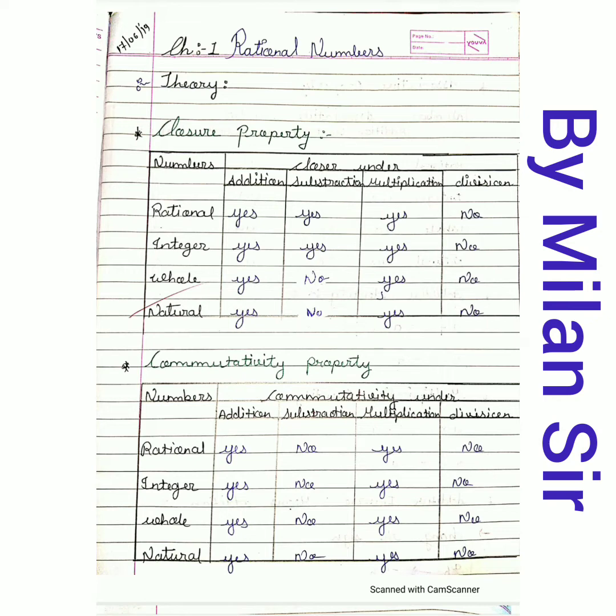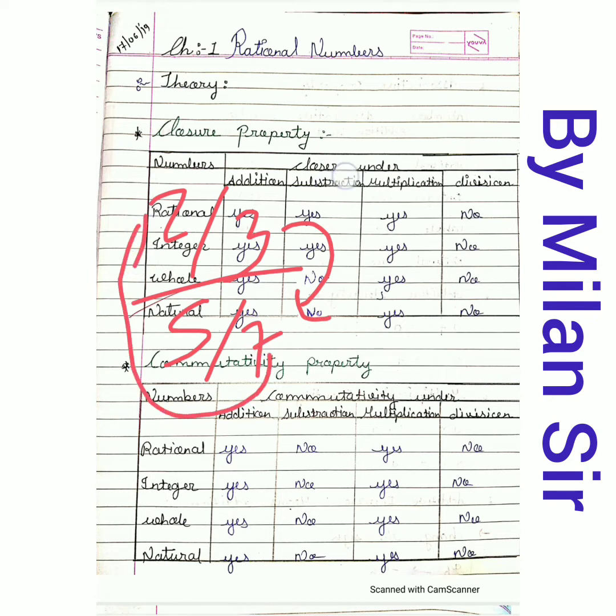Let's take one example for rational number. 2 by 3 divided by 5 by 7. Now the numerator's denominator goes to the denominator and the denominator's denominator goes to the numerator. So 7 2s are 14 and 5 3s are 15.